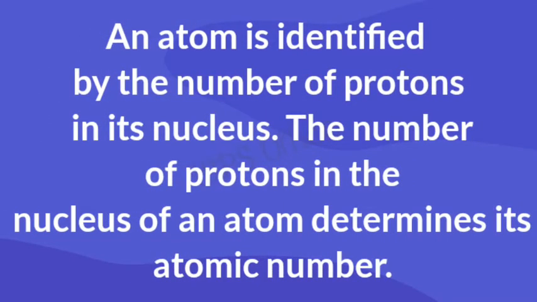Next, an atom is identified by the number of protons in its nucleus. The number of protons in the nucleus of an atom determines its atomic number. So the number of protons determines the atomic number of an element.